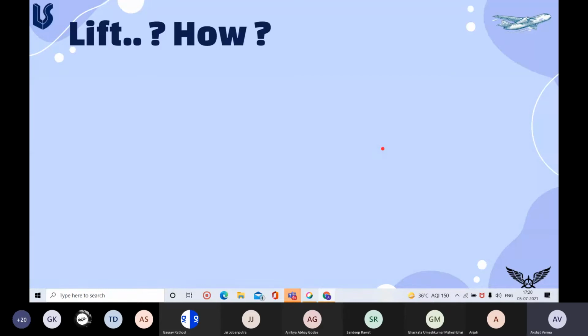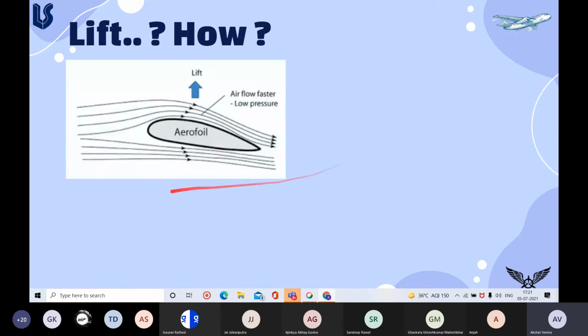Okay, so let's now see what lift is and how it is generated. We are saying that there are two aerodynamic forces, lift and drag. So let's see how lift acts on an airfoil. This is an airfoil and this is a normal airflow. When this normal airflow encounters the airfoil, it gets split up into two parts, one above the airfoil and one below the airfoil, due to this obstruction from the leading edge.